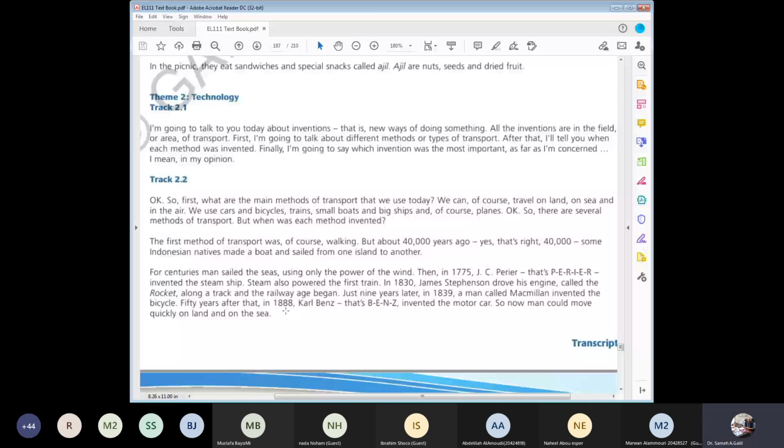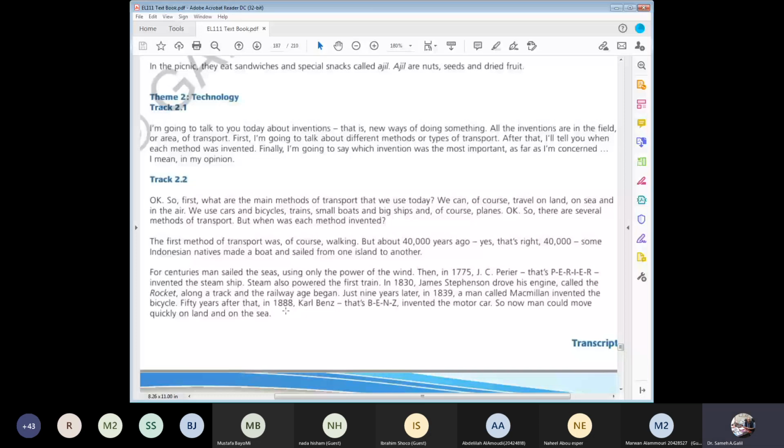They can help us know what is ahead. I'll give you an example. The phrase "that is." I'm going to talk to you today about inventions. That is, and then he said something. I'm not asking about the meaning of the phrase. I'm asking about the function of the phrase.